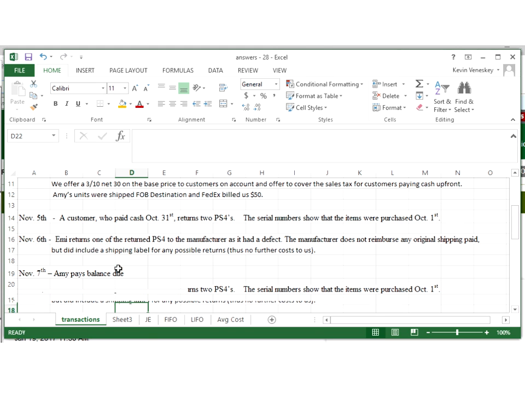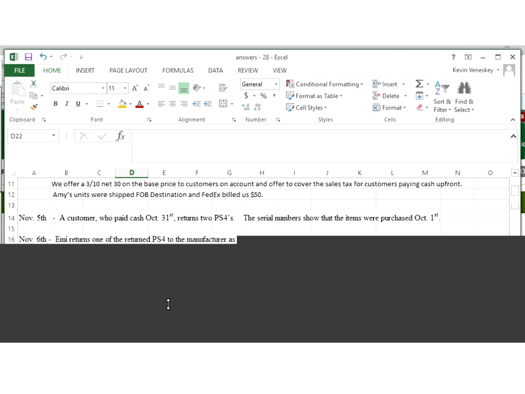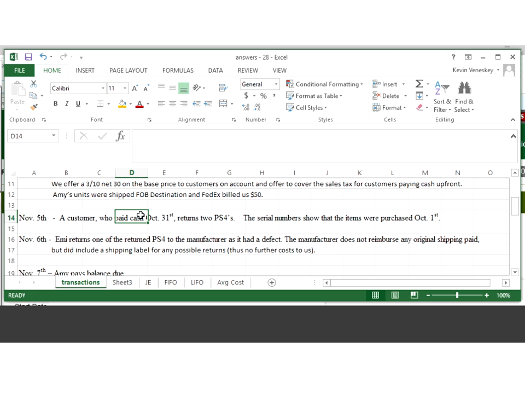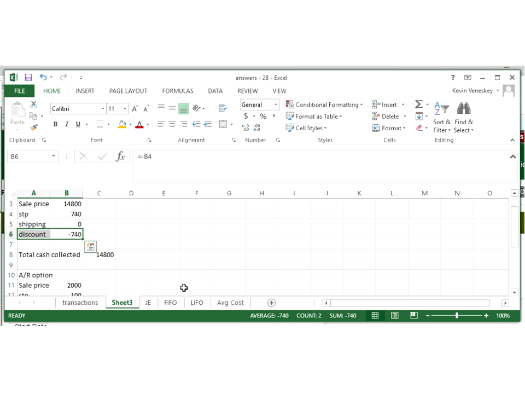Now, on our next entry, as of November the 5th, a customer who paid us back on October 31, who paid cash, so one of those 37 items, 2 of them are returned. And it tells me that those returns were items that I had bought on October 1. Those are the ones that were returned to me. That's going to help me know how much to bring them back onto my books for, to remove the cost of goods sold. Because remember, with a sales return, it looks just like a sale entry, just flipped.